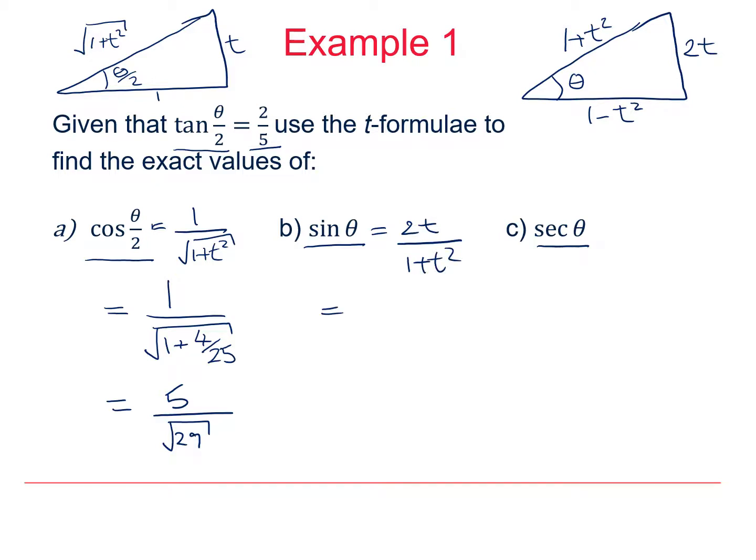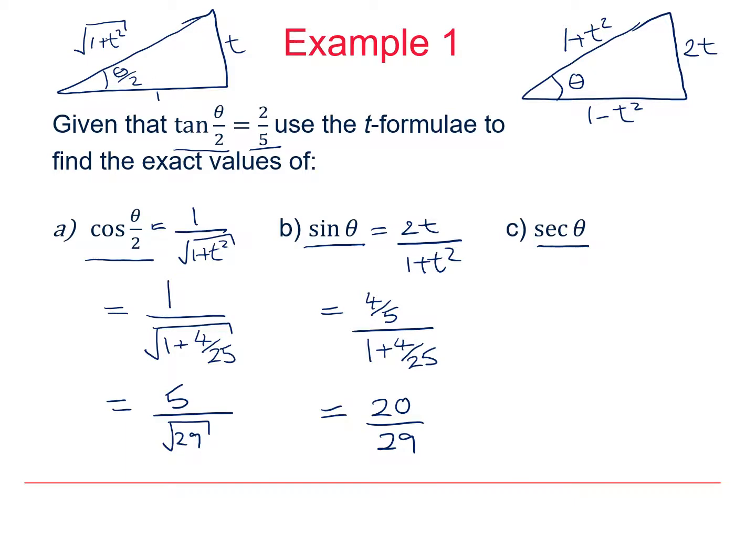And inserting the value of 2/5 for t, I'll end up getting 2 times 2/5, 4/5, over 1 plus, and we already worked out t squared, 4/25. I'll multiply top and bottom by 25 to get rid of fractions on the denominator, and that'll give me 20 for the numerator and 29 for the denominator. And there's that done.